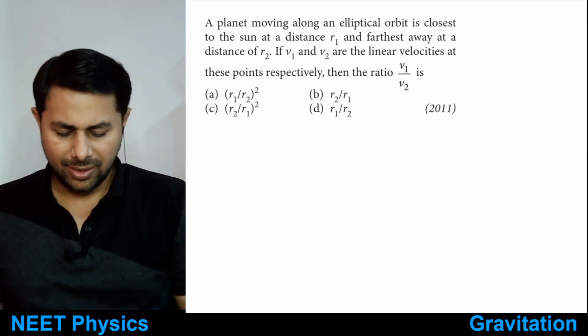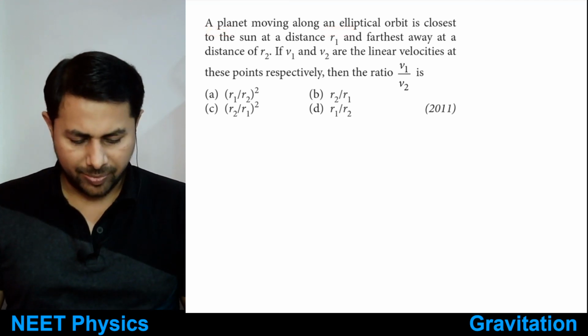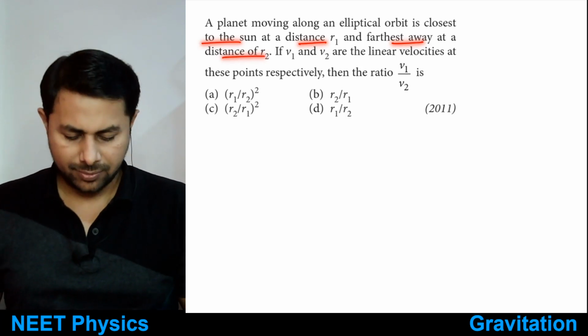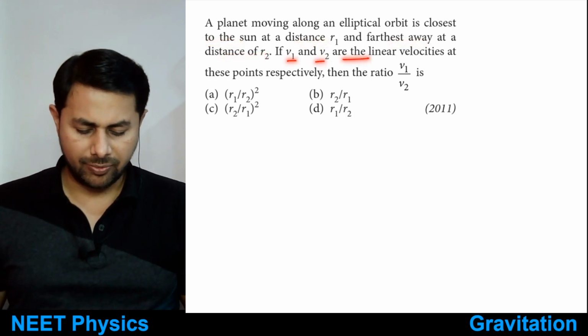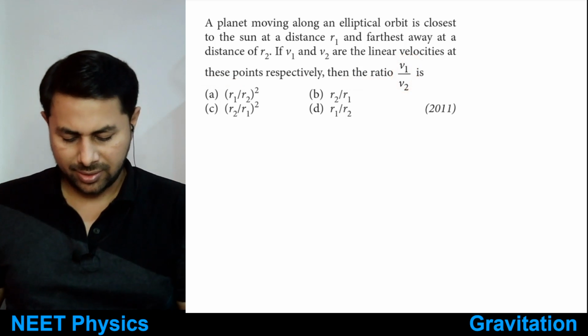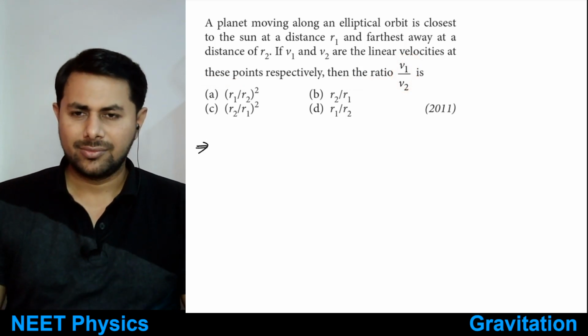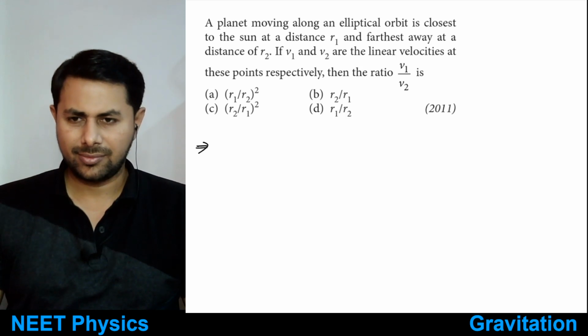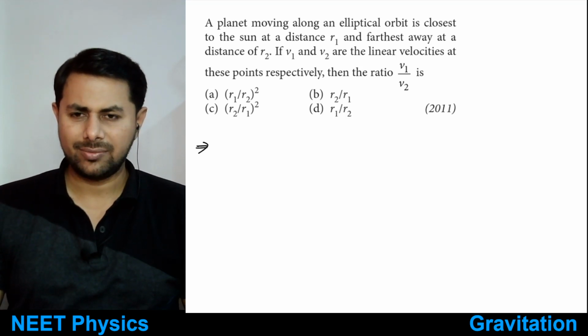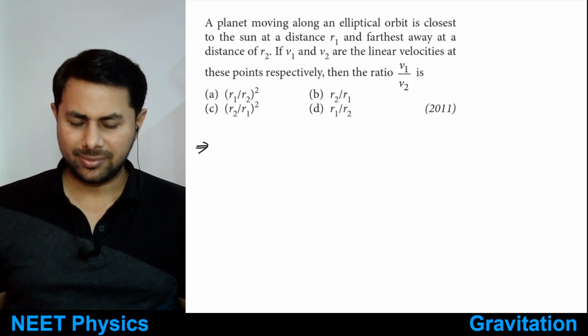Let's see the next one. A planet moving along an elliptical orbit is closest to the sun at distance r1 and farthest away at distance r2. If v1 and v2 are the linear velocities at these points respectively, then the ratio v1 divided by v2 is? Tell me. What's the ratio of v1 to v2? Option B. Okay, everyone, is it option B? Right, everyone, that's correct.